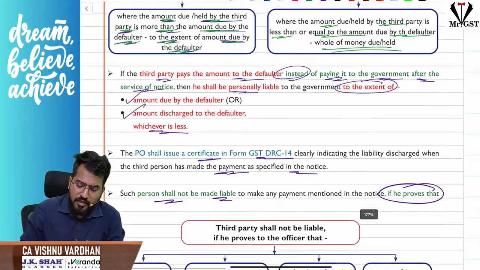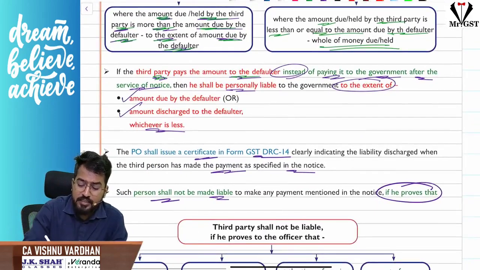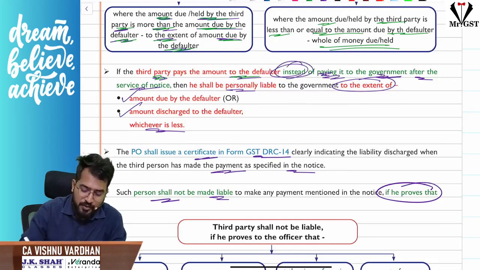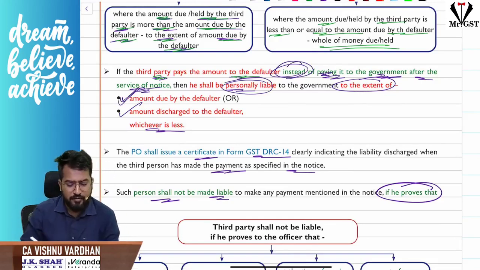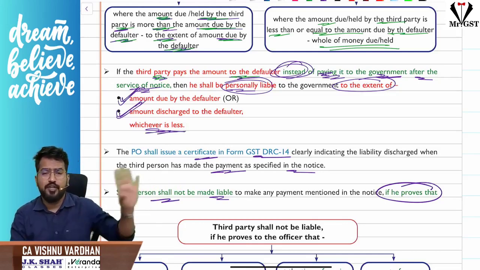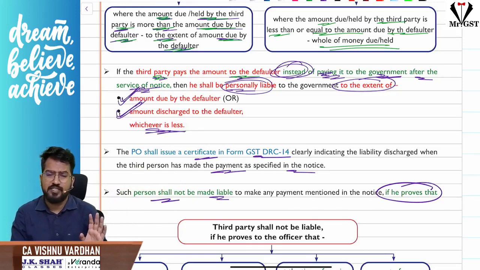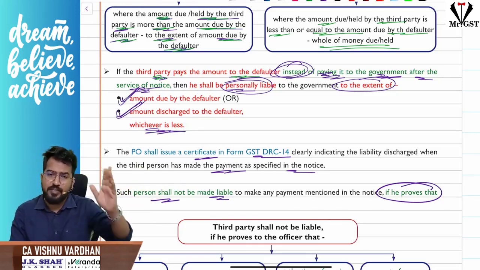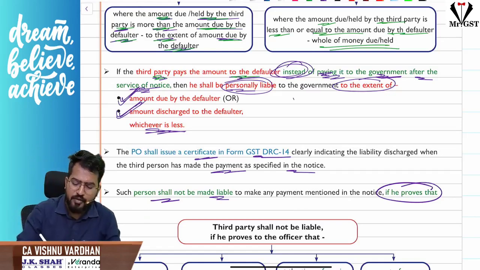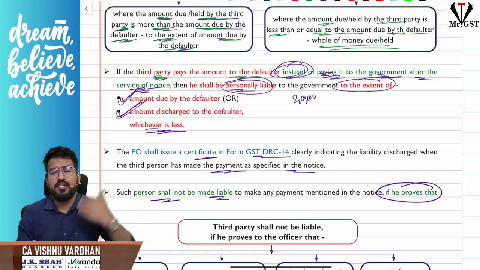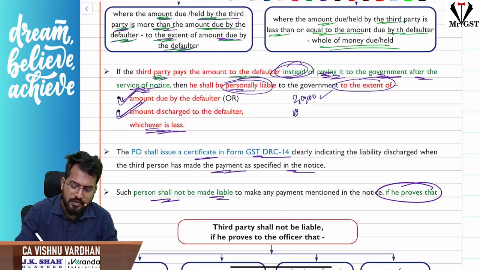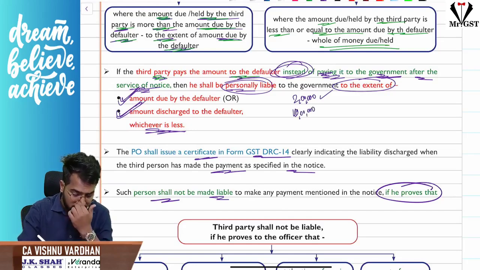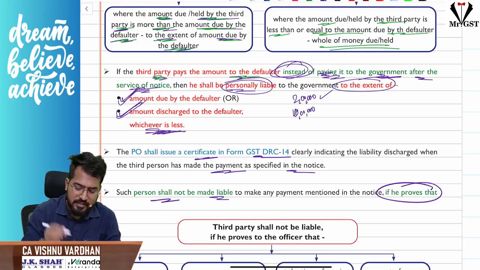Next, if the third party pays the amount to the defaulter instead of paying it to the government after service of the notice, he shall be personally liable to the government to the extent of the amount due by the defaulter or the amount discharged to the defaulter, whichever is less. Suppose we have given you notice to pay us whatever you are liable to pay to him. For example, you pay the defaulter 2 lakhs, but the defaulter is liable to us 10 lakhs. So now you are liable to us how much? Only 2 lakhs. Whether 2 lakhs or 10 lakhs, whatever you have paid to the defaulter, or whatever is due from the defaulter, whichever is less. Hope it is clear for you.